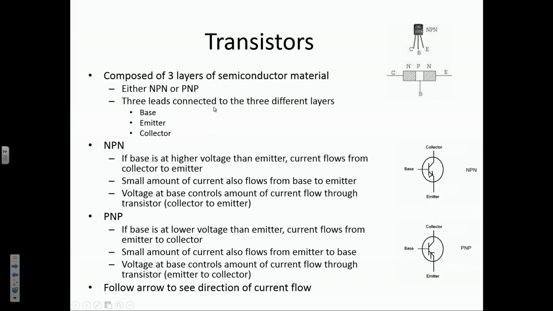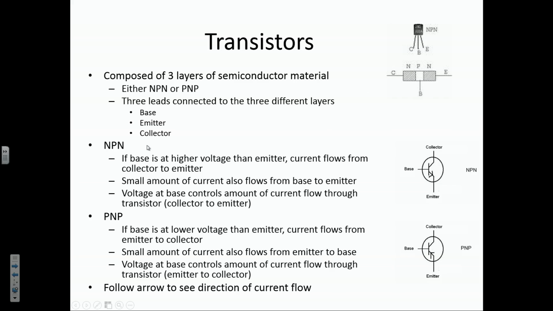In each case, you've got 3 leads that are connected, one to each of the types of material. They are base, which is typically in the middle, and collector and emitter. And you'll see as we talk about FETs later that there are different names for these on an FET, which is a different type of transistor that we'll cover on the next couple of slides.